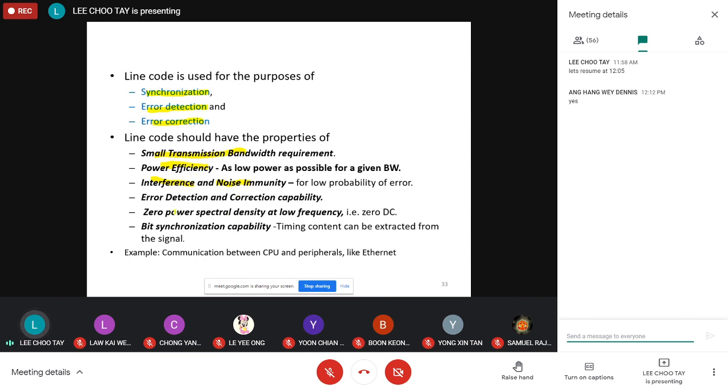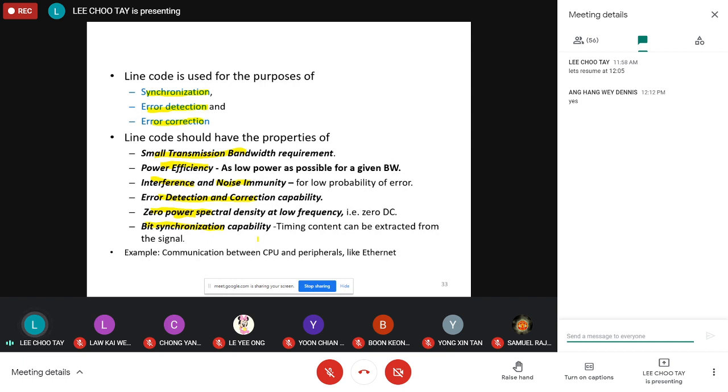Some line codes allow errors to be detected and corrected. It has this capability. A good line code also should have zero DC. Zero DC will reduce the heat dissipation along the line. A good line code should also have bit synchronization capability, which means we can extract the timing signal from the line code itself.